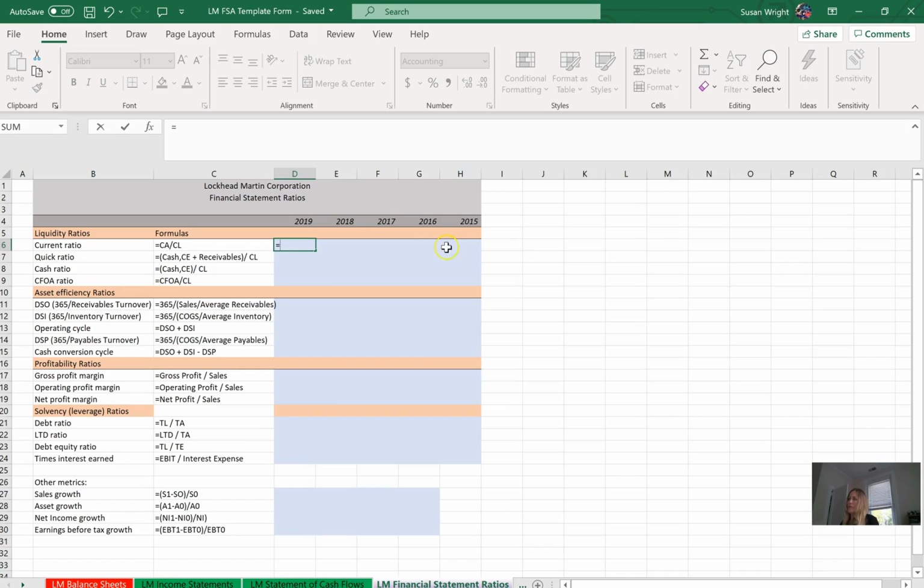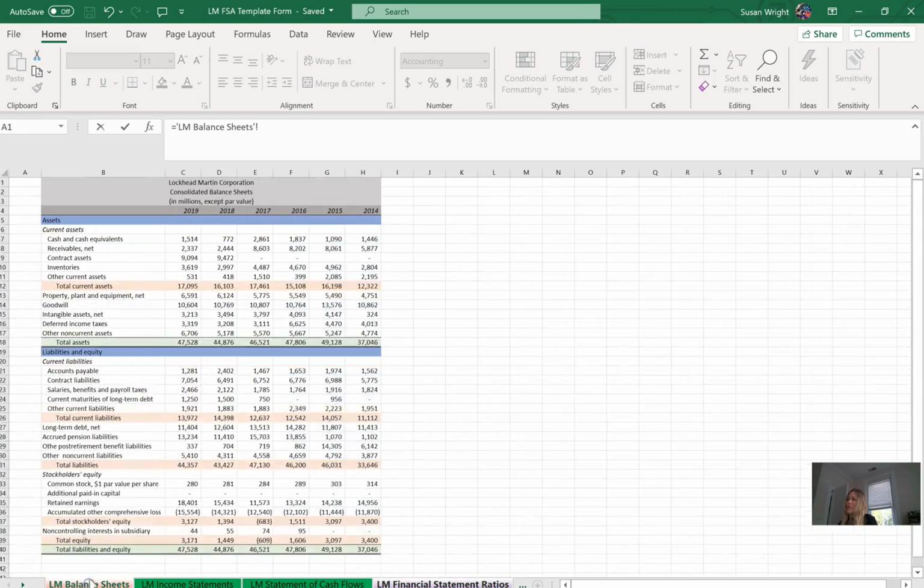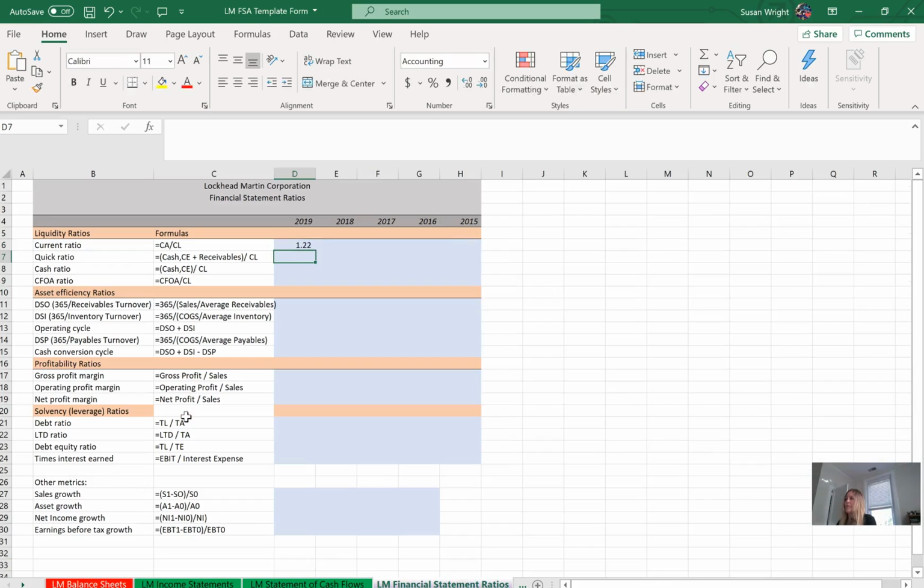So I put equals in. Just hit the equal sign, and you go over to the balance sheet, and you click on the current assets here, and then you hit the divide on your keyboard, and then you click on current liabilities. You just point and click at it with your mouse. And then hit enter on the keyboard, or return, however your keyboard's set up. And that is the current ratio.